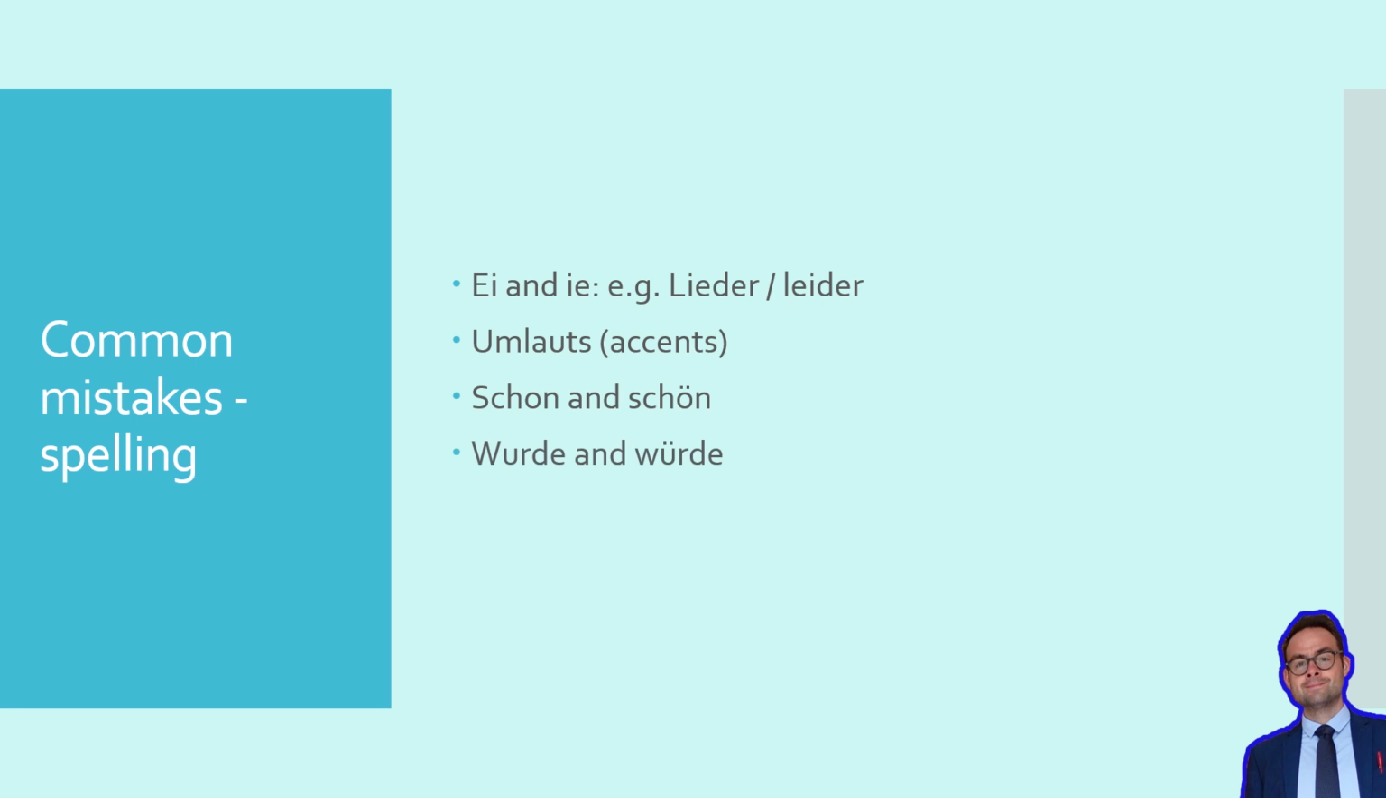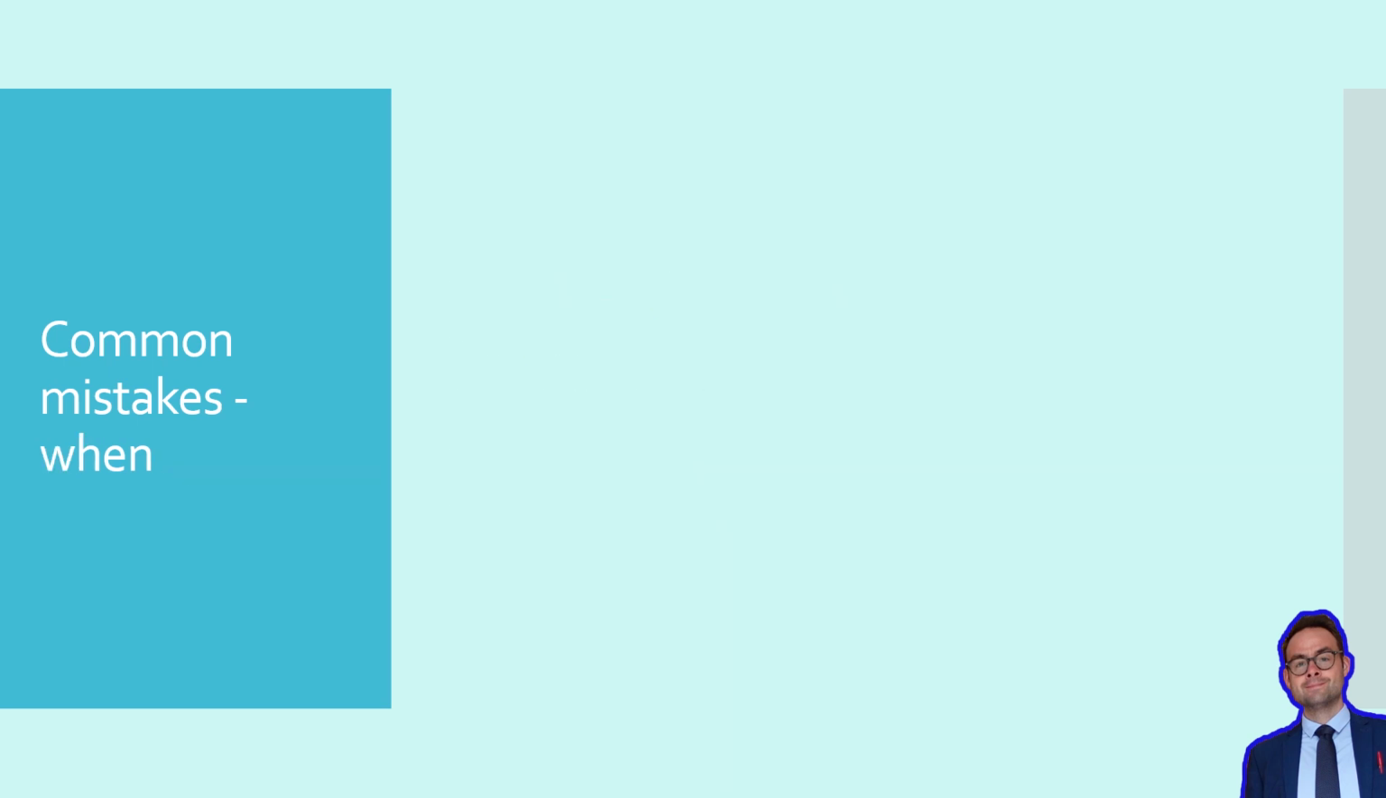Wurde, was, when you're using the passive. Würde, would, big difference. Konnten, could, in the past. Könnten, could, for a suggestion, present or future, like wir könnten Fußball spielen. Oh, we could play football. You're making a suggestion. But ich konnte Klavier spielen. Like when I was younger, I could play the piano, but now I can't. So difference in tense.